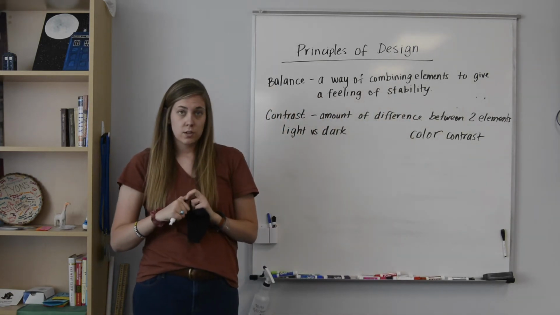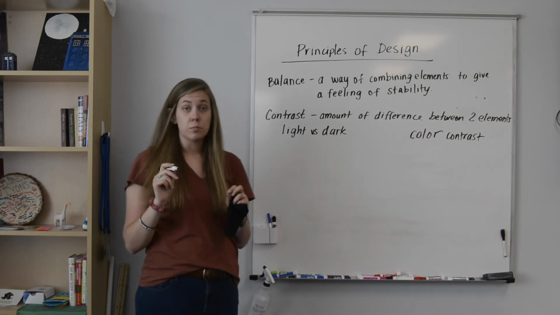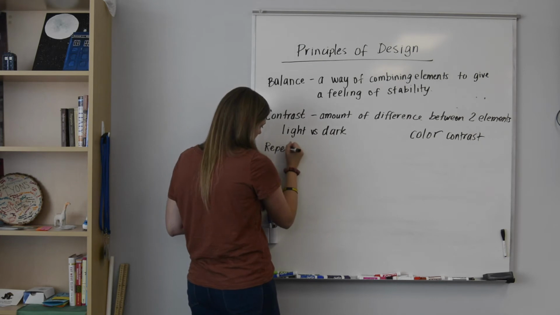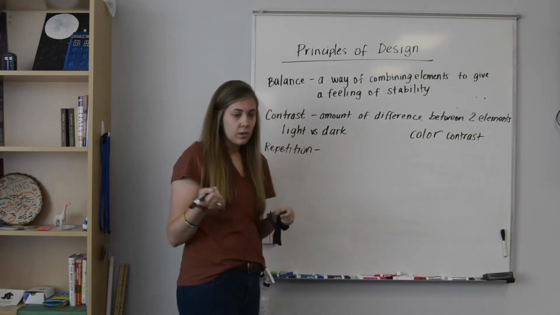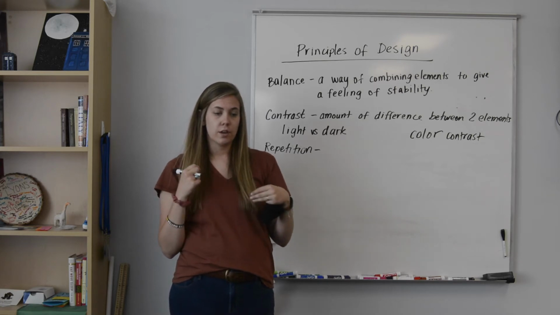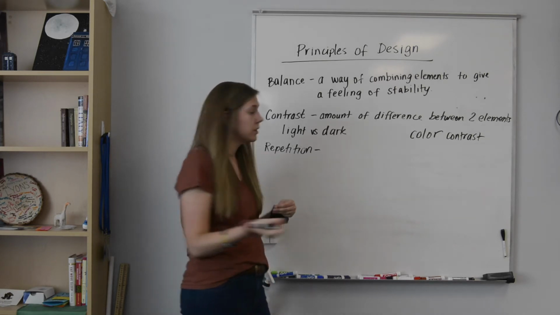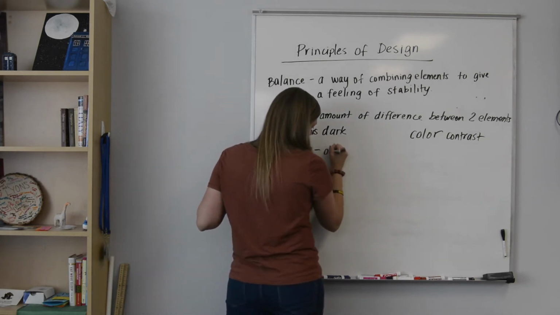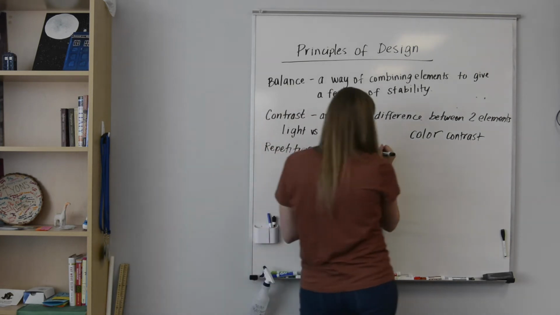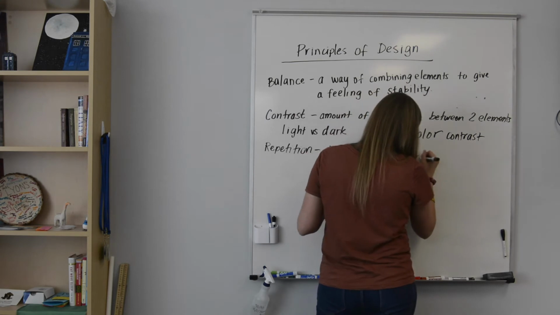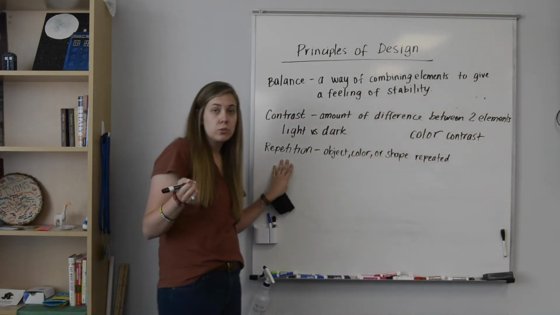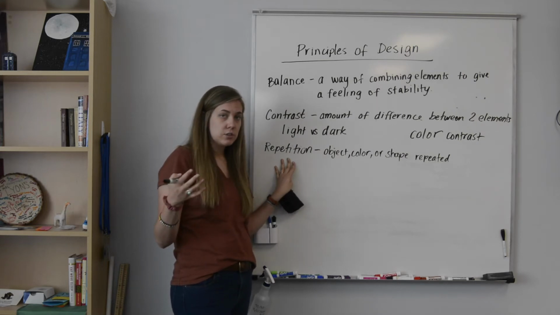My next principle of design is repetition. Repetition is just having a shape, color, or object that is repeated over and over in your photograph. So, object, color, or shape, repeated. Repetition can be useful in photography to create interest in a photograph.